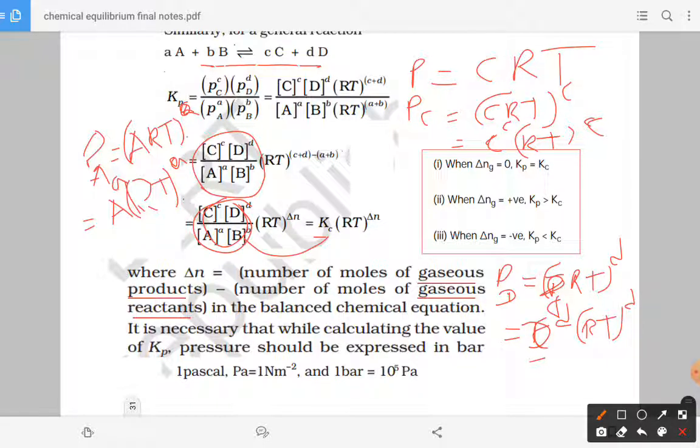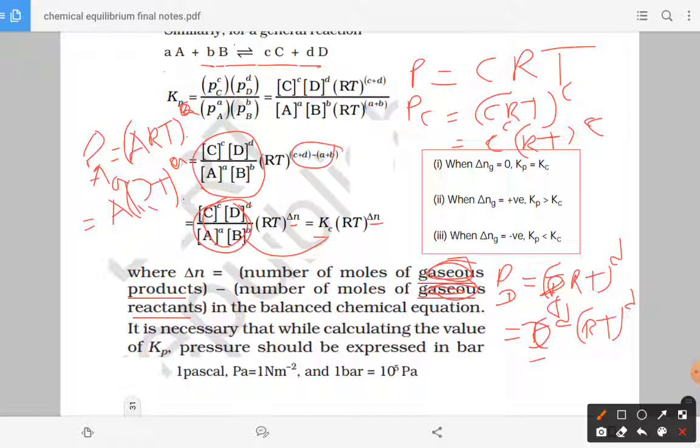So this exponent total we can write as delta n, where we are taking the number of moles. Delta n means the number of moles of gaseous products minus the number of moles of gaseous reactants in the balanced chemical equation. Very important: you have to take only the gaseous products and gaseous reactants.